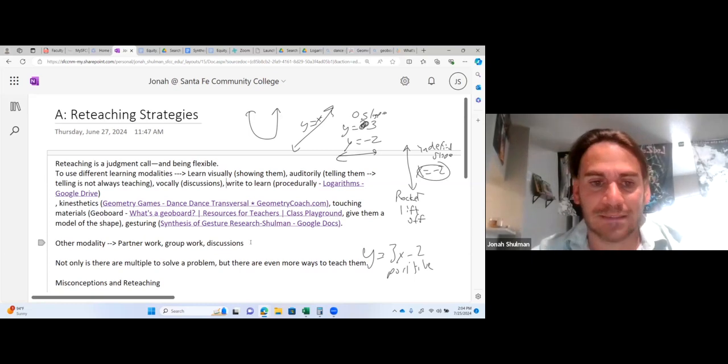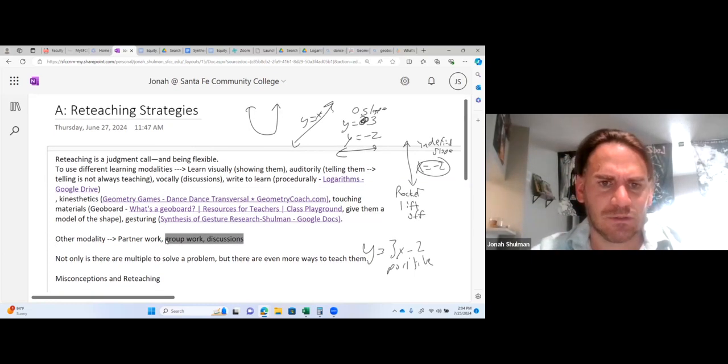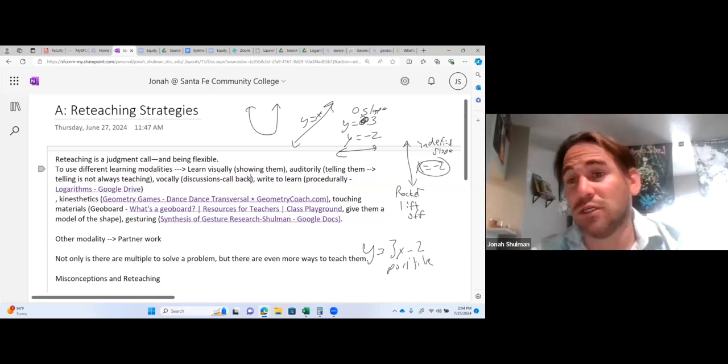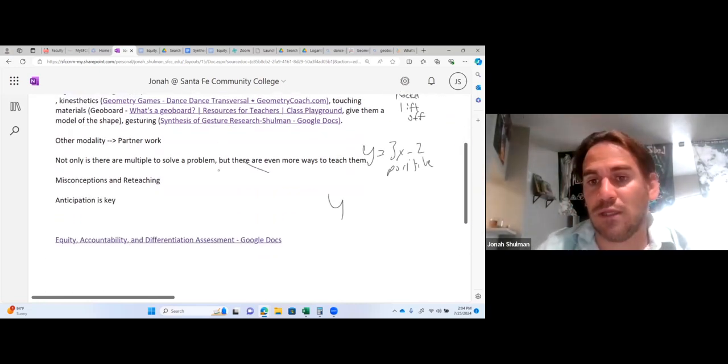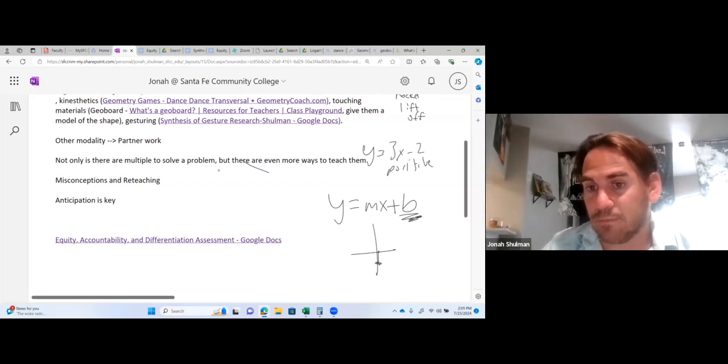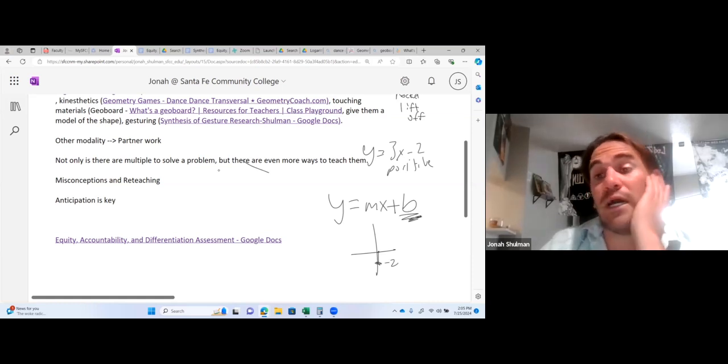So what are callbacks that I've used? Certain callbacks that I've used with students are, that Drake song was popular. That's how old I am. So it was like start at the bottom and now we're here. So that's like the y equals mx plus b. We start at the bottom, we start at the b, now we're here. So if it's y equals 3x minus 2, we start at the bottom, the origin, now we're here. That was a callback that I did in my class that students really liked.